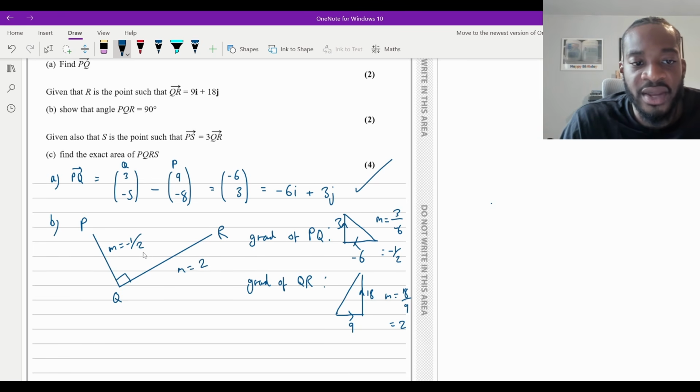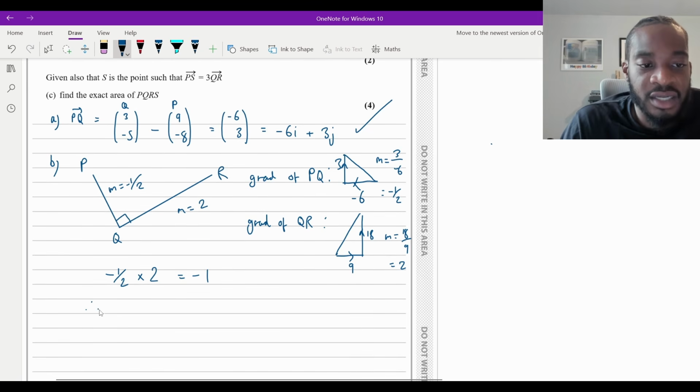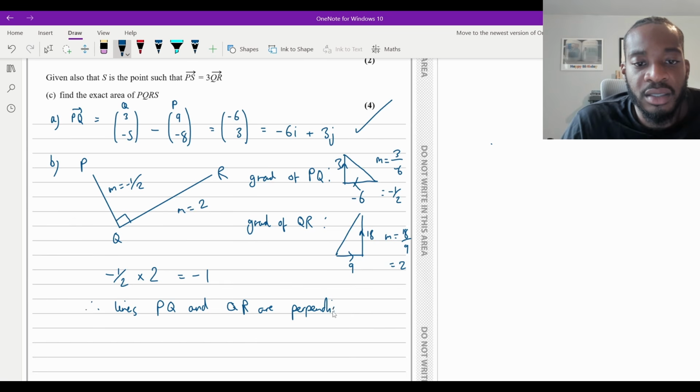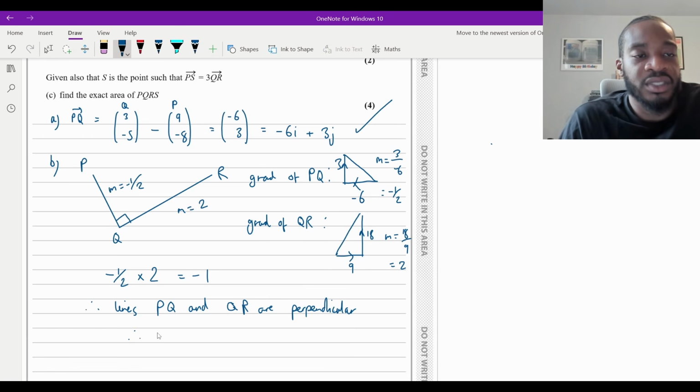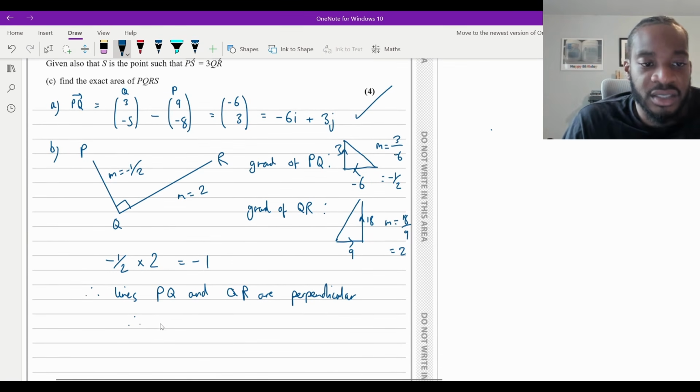So therefore, we've got minus 1/2 and 2. So they are the negative reciprocals of one another. But just to really bring it home, you can say that minus 1/2 times by 2 is equal to minus 1. So therefore, lines PQ and QR are perpendicular. So therefore, what was the angle? Angle PQR is 90.